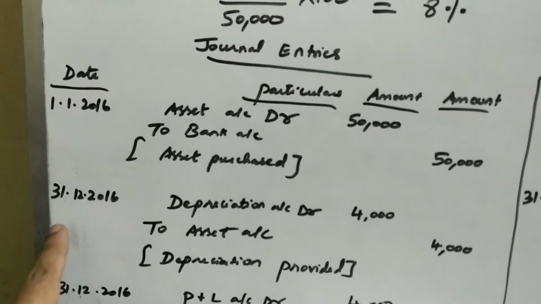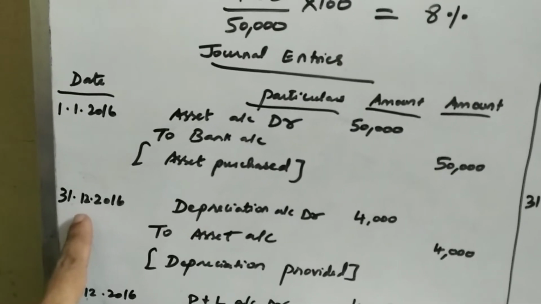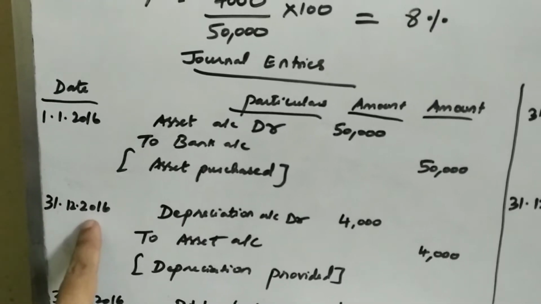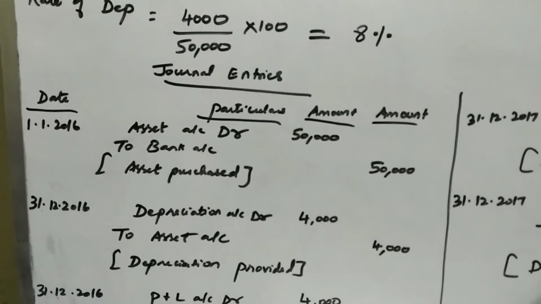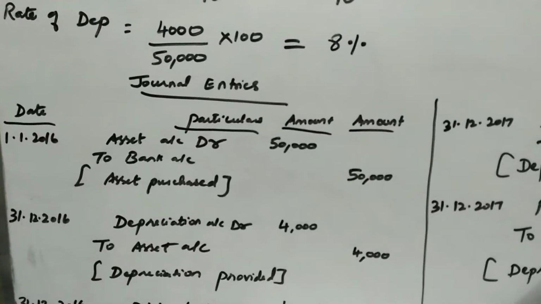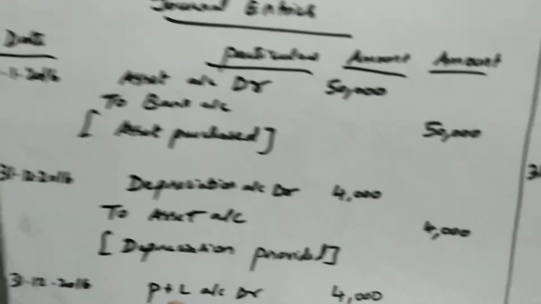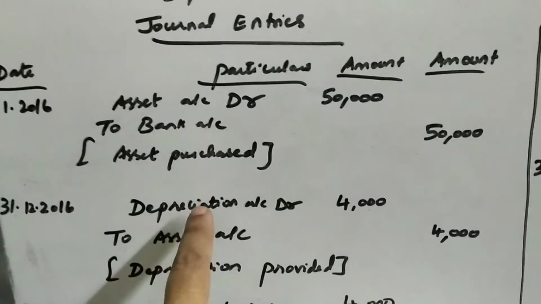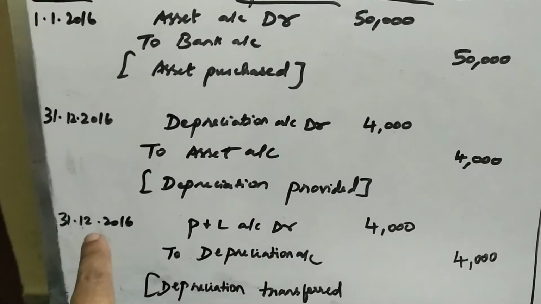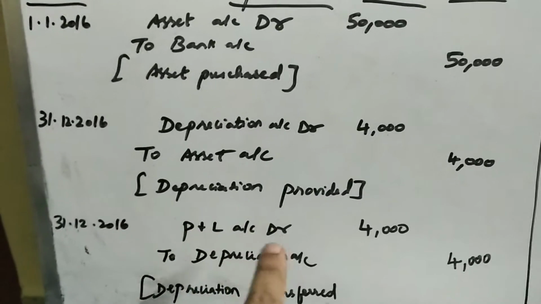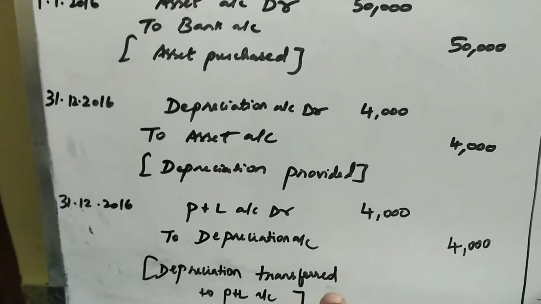So at the end of the first year, books are closed on 31st of December every year. So on 31st of December 2016, depreciation account debtor to asset account. So you are providing depreciation now. Amount of depreciation 4,000. So depreciation account debtor to asset account 4,000. Now this must be transferred. So depreciation has to be transferred to profit and loss account on the very same date, 31st of December 2016. P&L account debtor to depreciation account 4,000. So depreciation is transferred to P&L account.